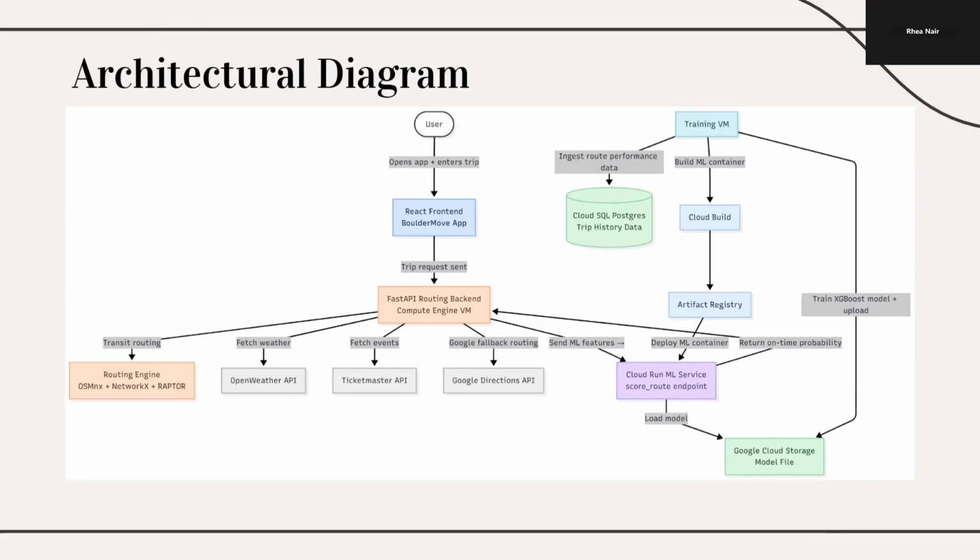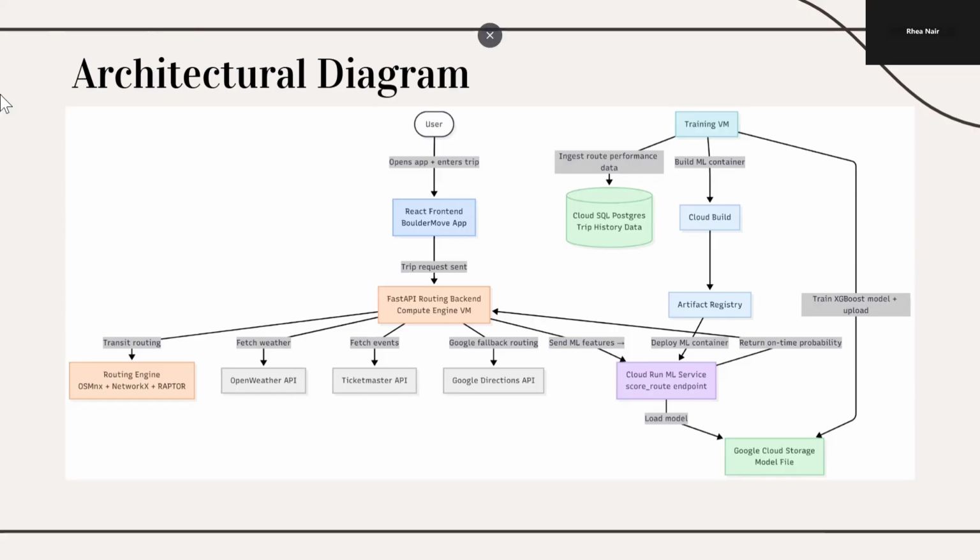Once the user clicks plan trip, the React app sends a trip request down to the backend. The FastAPI routing backend on Compute Engine reads the origin, destination, time, and user preferences, and calls different services to get transit routes, weather events, and fallback routing. It also calls the ML service to get an on-time probability score, combines everything into one response, and sends it back to the front end.